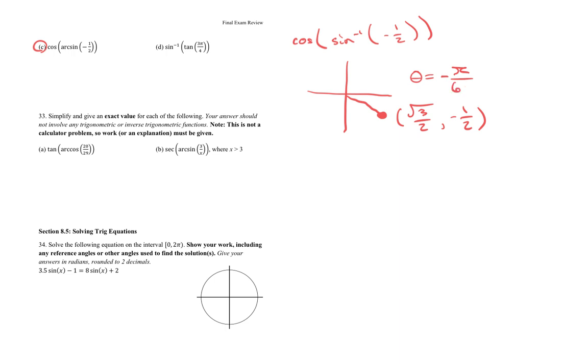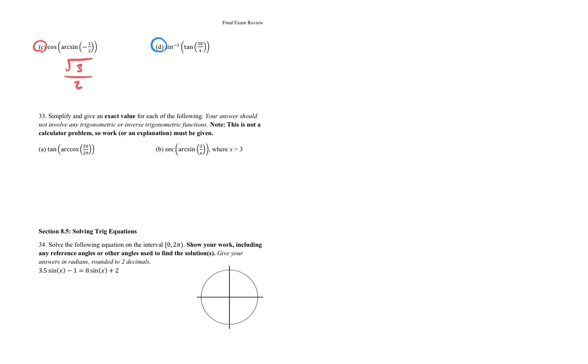So from here, what we want to do is say, what is cosine at negative pi over 6? Cosine at negative pi over 6 is just our x-coordinate, which is that root 3 over 2. So all this here should simplify down to square root of 3 over 2.